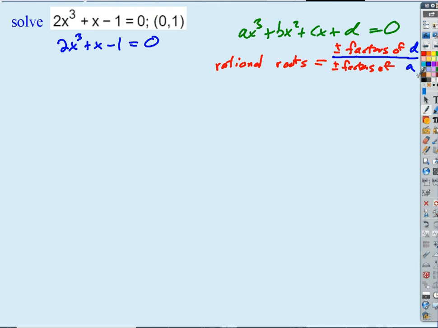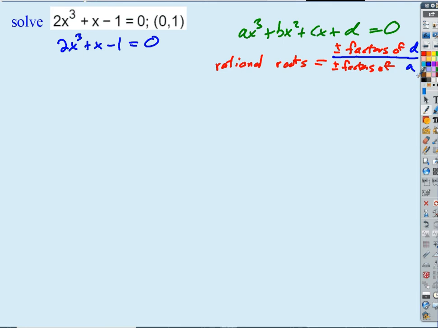So all we would do in a situation like this is make a quick list of possible candidates, and we'd start with the easy ones and work our way down. I don't know if I'm going to finish this today, but I'm going to show you something really cool that I probably never learned. This is a great way to organize your thinking on this. So what are the possible candidates then?